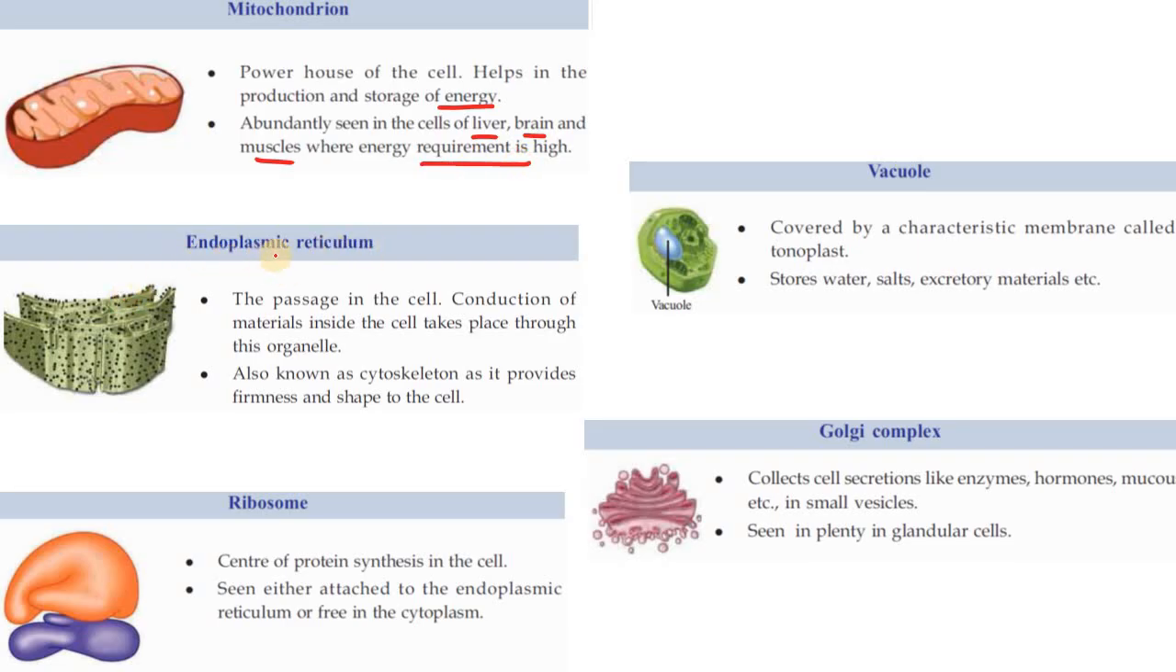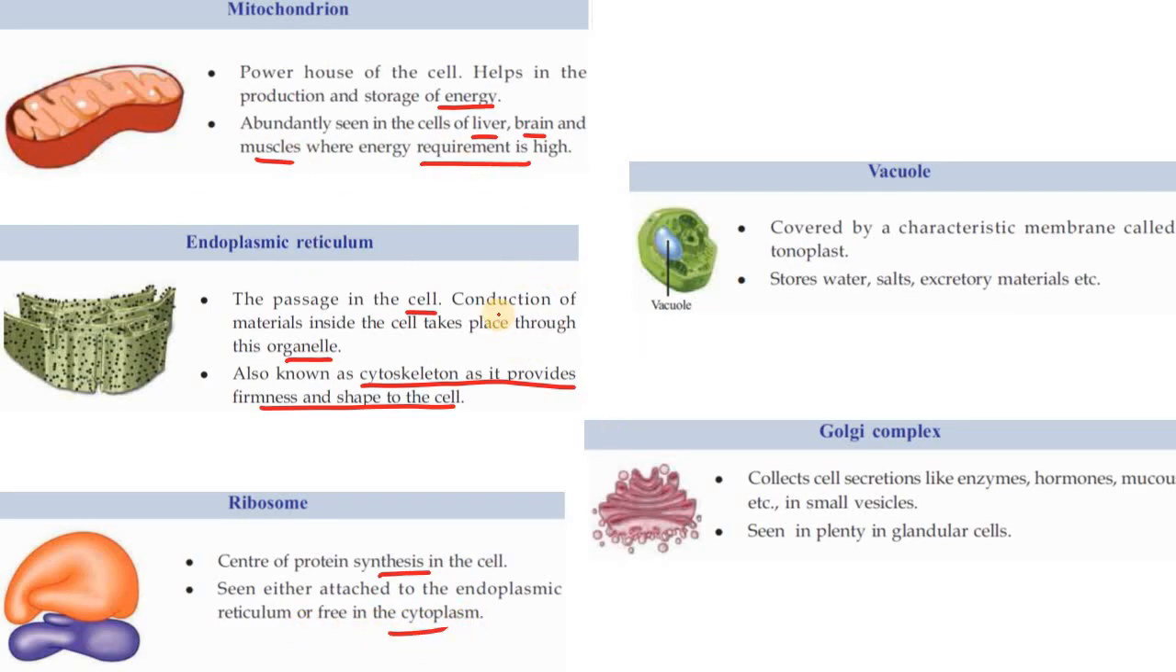Next, we have got endoplasmic reticulum, and this is basically the passage in the cell. Conduction of materials inside the cell takes place through this organelle, and this is also known as cytoskeleton, as it provides firmness and shape to the cell. Next, we have ribosome, which is basically the center of protein synthesis in the cell, and this is seen either attached to the endoplasmic reticulum or free in the cytoplasm.